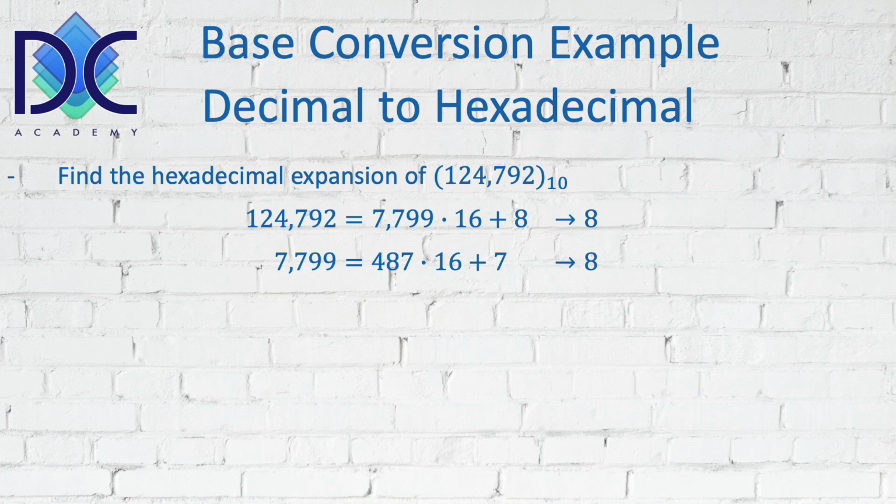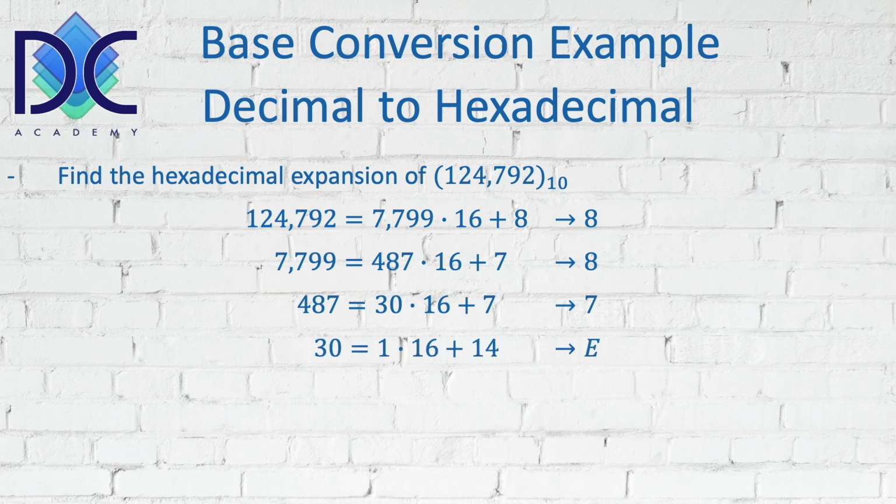Now we divide 7,799 by 16, so we can write 7,799 equal to 487 times 16 plus 7. So the following digit is 7. Then we have 487, so we divide it by 16, and we can write this as 30 times 16 plus 7. We have 7 again.